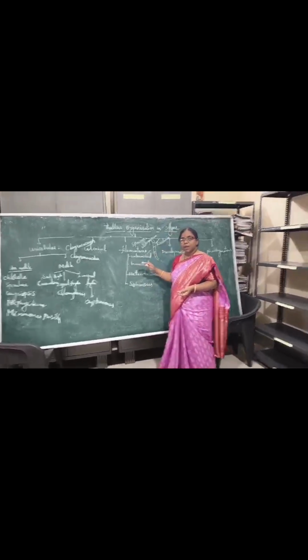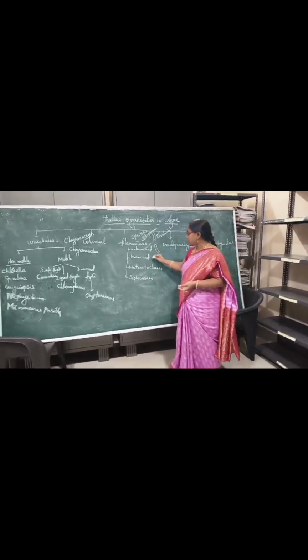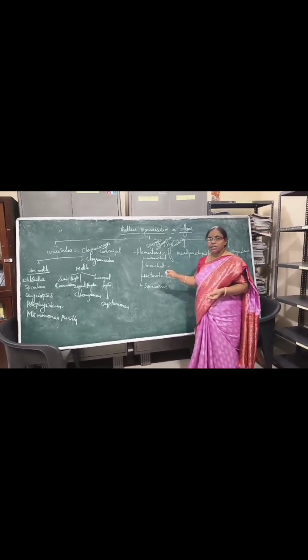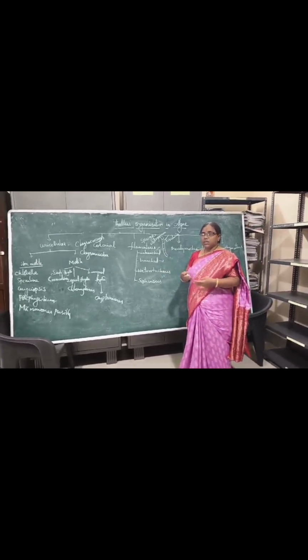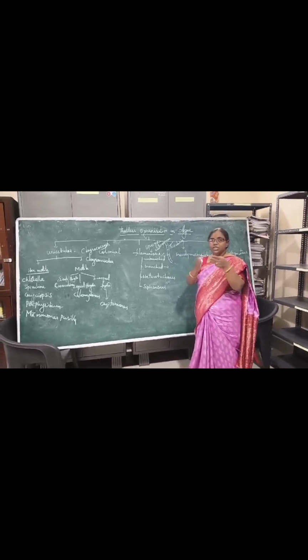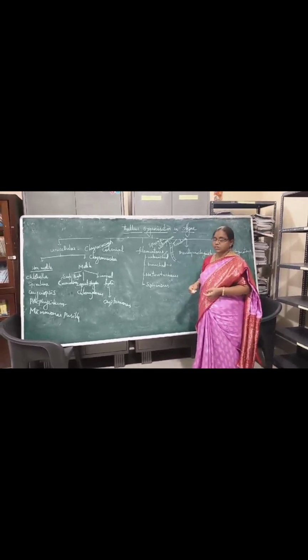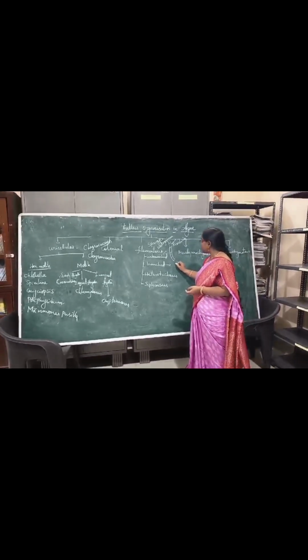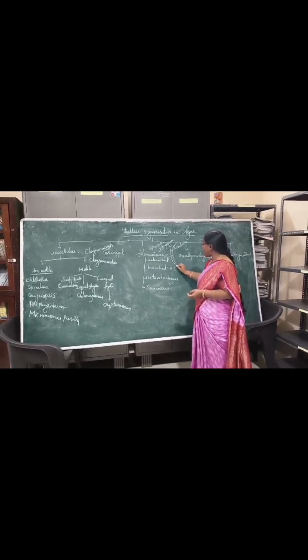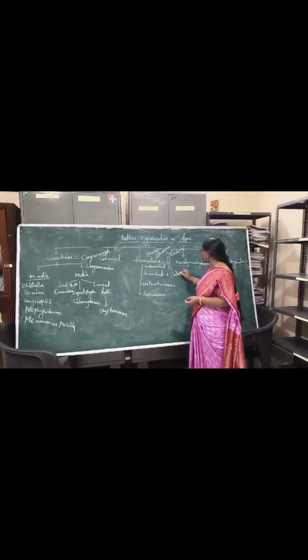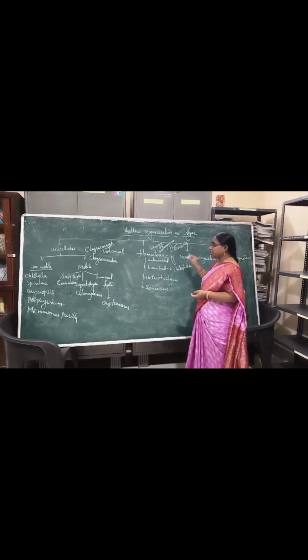And another one is branched forms. Here the thallus is differentiated into small lateral branch-like structures. The example is Cladophora. Cladophora is the example of the branched form.